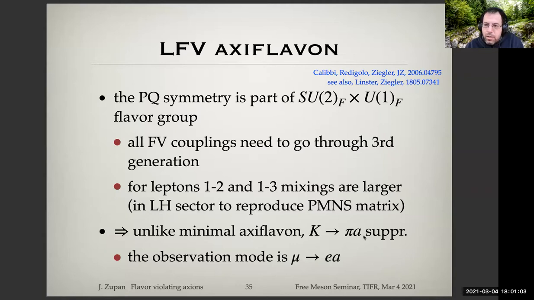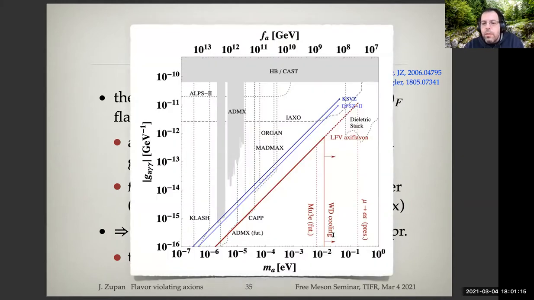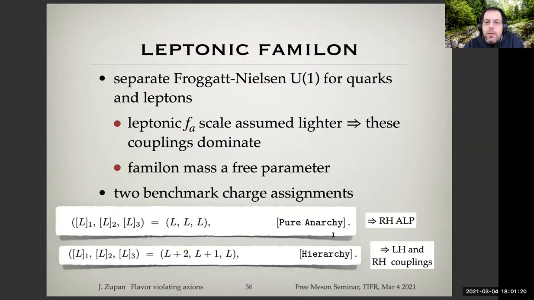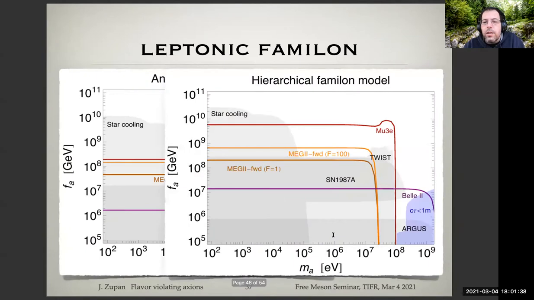You have a model for the masses, and the observation mode would be mu to e a in this case. It's the same plot, so it's not really so important. There's another example where we have a U(1) Froggatt-Nielsen, but you would have a different U(1) for leptons than you have for the quarks. Then again, you can suppress the quark FCNCs, and this we'll skip.